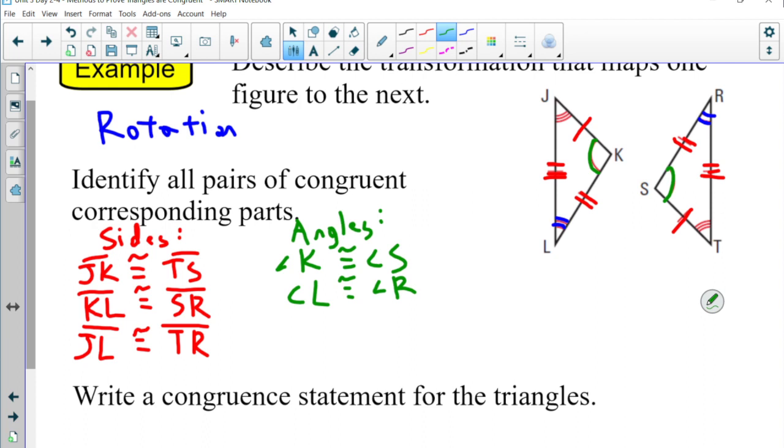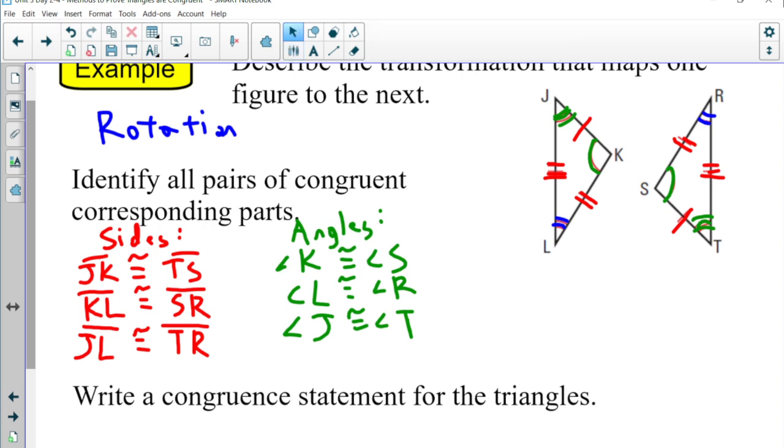And finally, we have angle J. Angle J has 3 tick marks. J matches up with the 3 tick marks over here, angle T. So as I said, we have 3 pairs of sides and 3 pairs of angles that we're matching up with each other here. And that's what it needs to make the triangles congruent. All 3 pairs of sides and all 3 pairs of angles need to be the same.